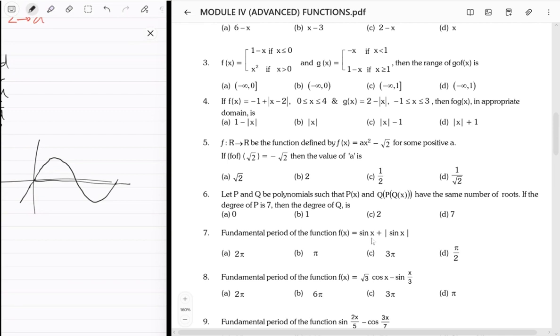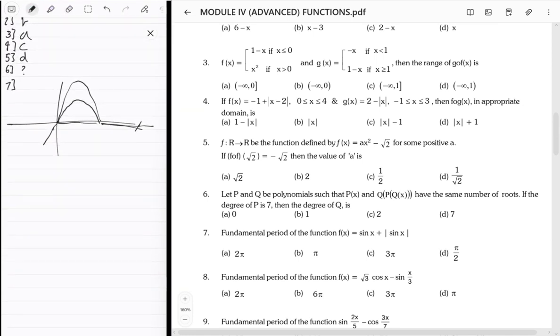Any other period would be 2 pi upon some integer. What would that integer be? It could be 2, it could be 3, whatever. Okay, mod of sine x. Whenever sine x is negative, this thing just makes it 0, so that's gone. And whenever it's positive, it buffs it up to 2 times what it should be. So something like that.